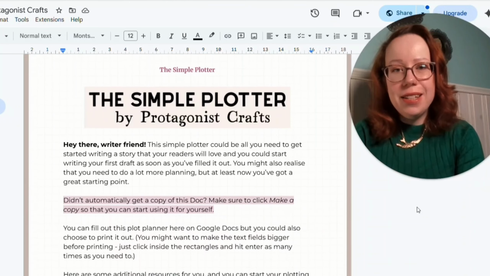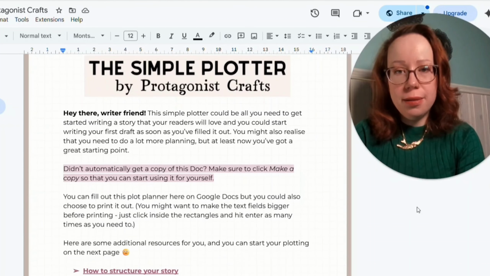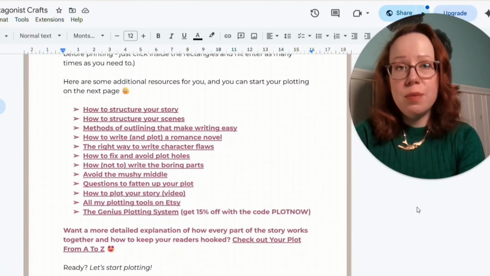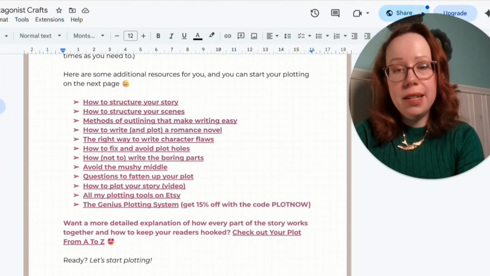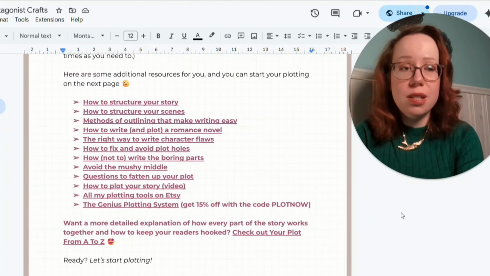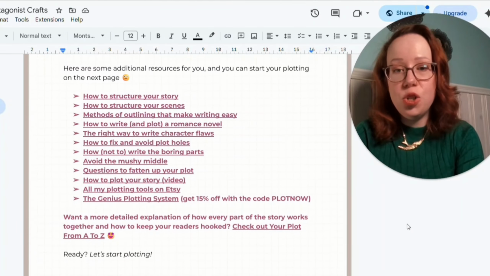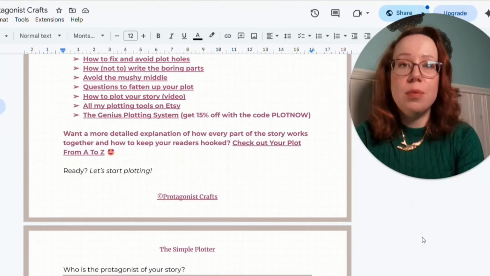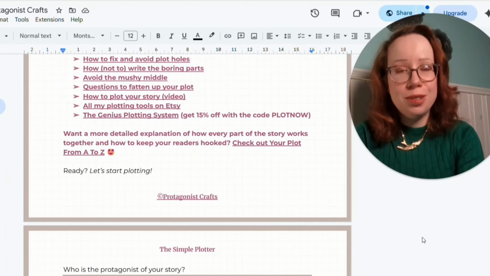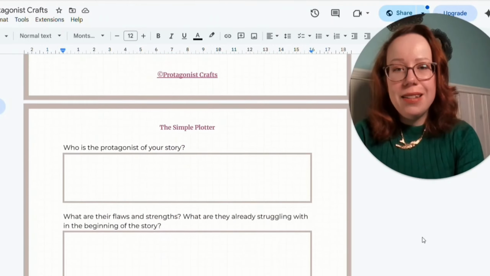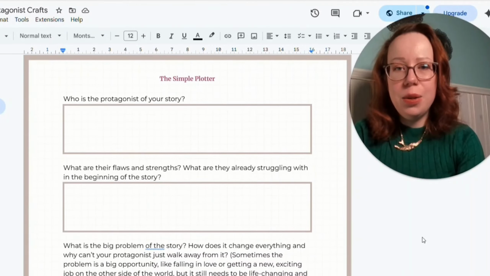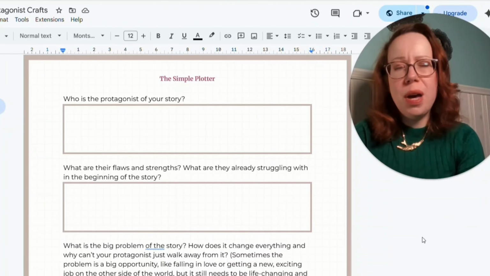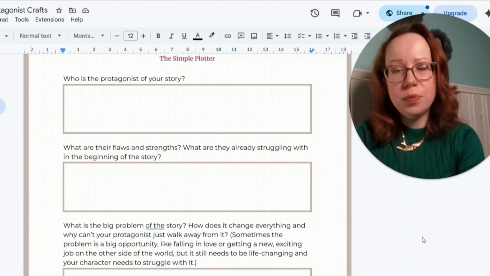Here it is. So here is the simple plotter. And here on the first page, you can see all these links to some extra resources to help you out on your plotting journey, and also a link to your plot from A to Z so that you can get even more help with your plot. So yeah, let's see what you're going to have to map out in the simple plotter.